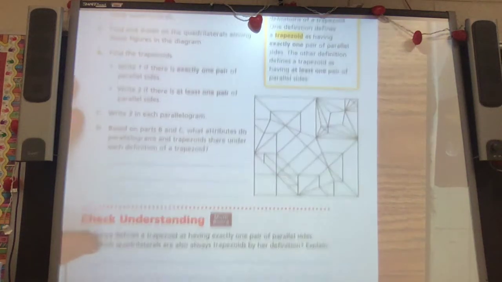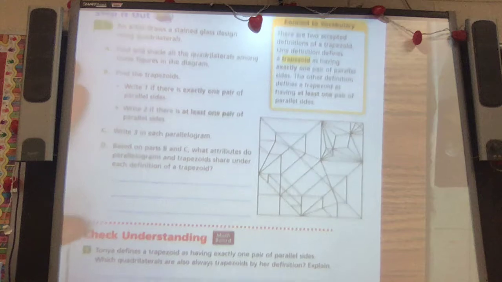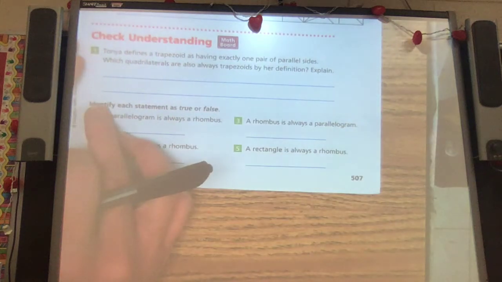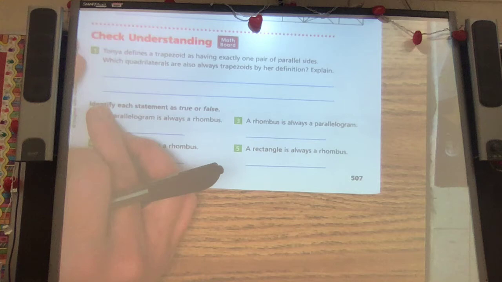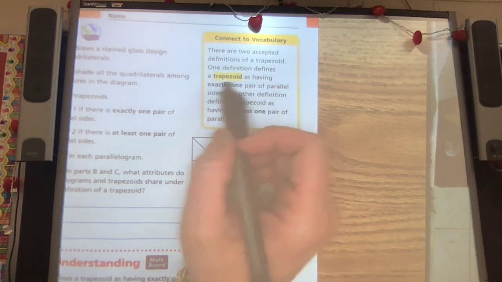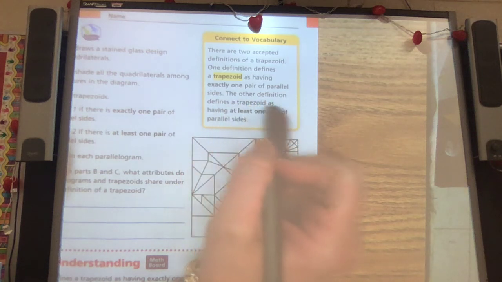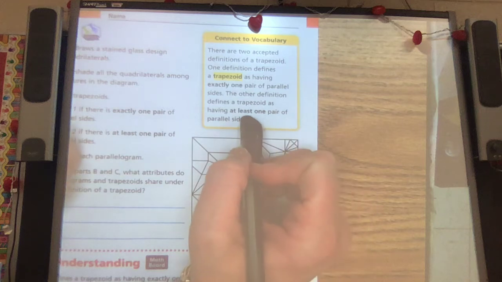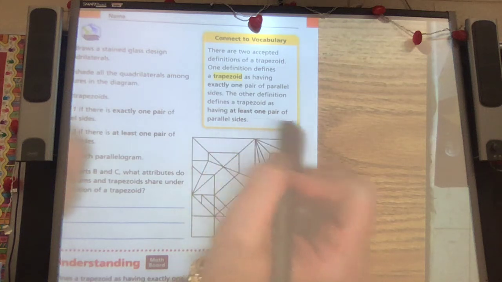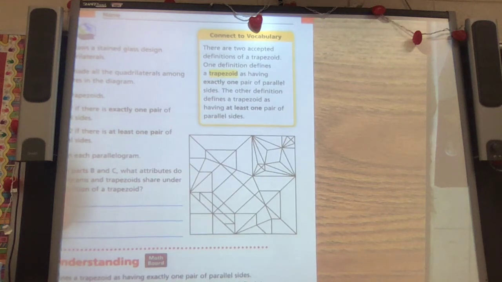Okay, so let's look at this next page, 507. I'm going to go on down to number 1. But I want to look at this word, trapezoid. There are 2 accepted definitions of a trapezoid. One says the trapezoid has exactly 1 pair of parallel sides. The other defines it as having at least 1 pair of parallel sides. Okay, so that makes it a little more confusing.